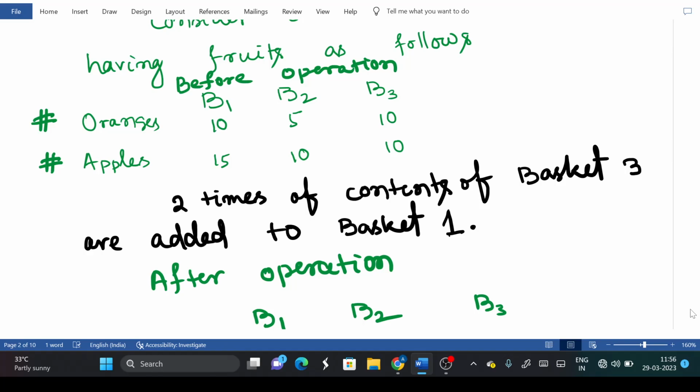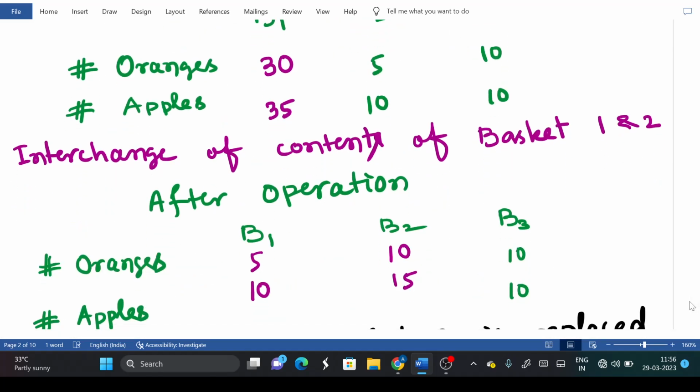I will add 2 times, not 30, 30. It is 20, 20. I will add it to the first basket. How much is it? 30, 35. So now the first basket contains 30 oranges and 35 apples. All the other baskets' contents are not changing. Mind it, this basket and this basket remain unchanged. Only the change takes place in this basket.